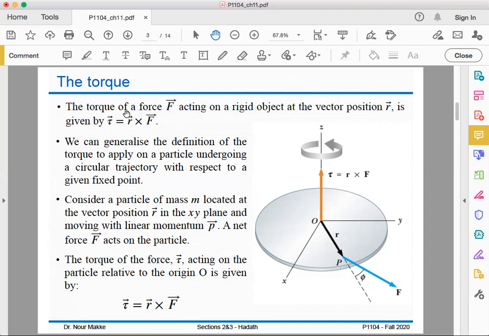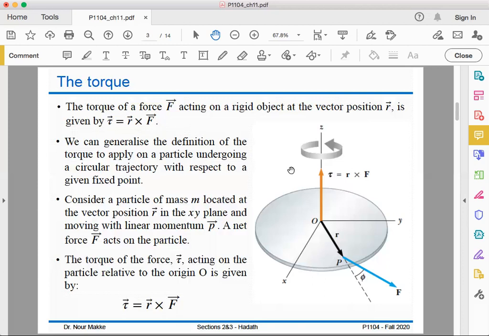We had to take into account also the vector position of the point of application of the force. And so this is why we had to define a new quantity, which we called the torque, as the vector product between the vector position R of the point of application of the force and the force itself F. Now the question here: can we generalize this definition and apply it to a particle? Actually, the answer is yes.